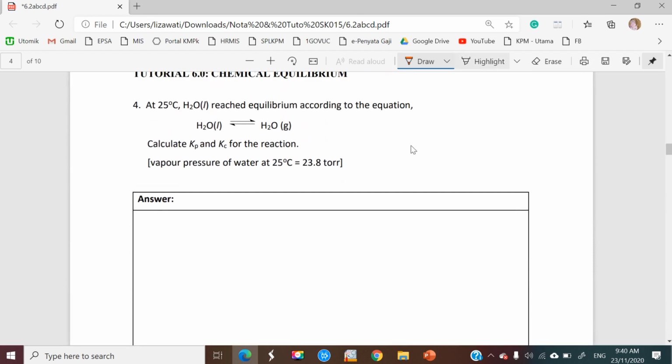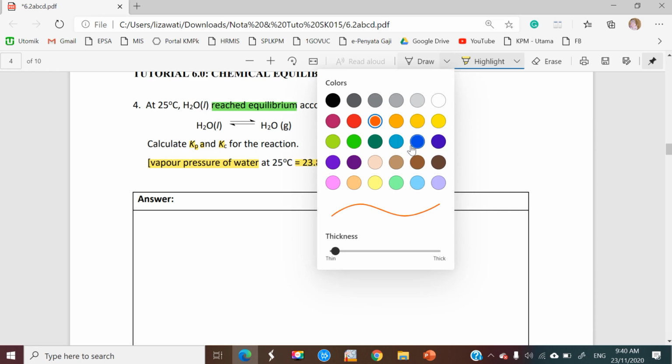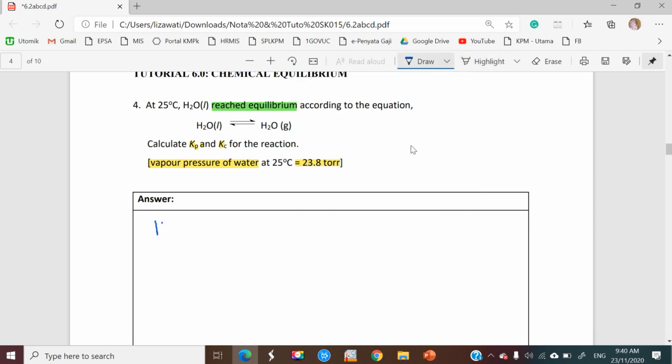At 25 degrees, H2O liquid reaches equilibrium. The keyword here is reach equilibrium. Calculate Kp, calculate Kc. The only data given here is the vapor pressure of water, which is 23.8 torr. First of all, you can write the Kp expression.